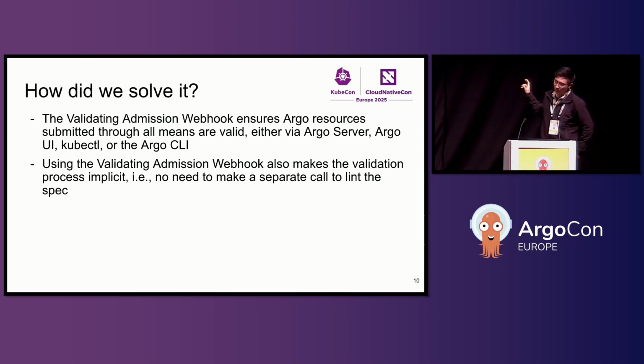Having this validating admission webhook basically allows us to validate all Argo resources submitted through all mediums. It could be from Argo server, Argo UI, Argo CLI, or from kubectl. And what this also does is make this validation check implicit. You wouldn't have to make a separate call to, say, Argo lint or kube create --dry-run or something like that. It will always kick in. Every single submission will be validated, and if it's invalid, it will always get rejected.